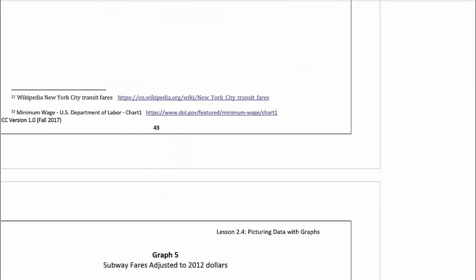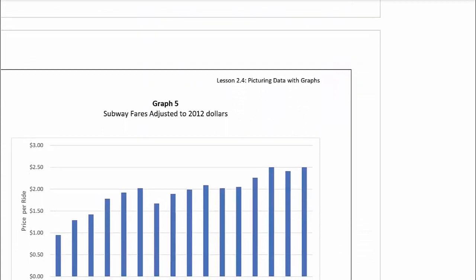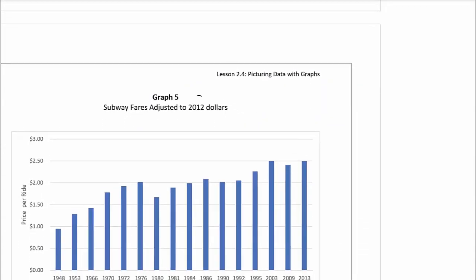Now looking at the other graph, it's adjusted to 2020 dollars. We're going to have a lesson on inflation a little later in the course, so we can discuss this idea. But basically, the overarching concept is that the money in the past, let's say in the year 1990, for instance, the $2 in 1990 could buy more goods than $2 in today's money.